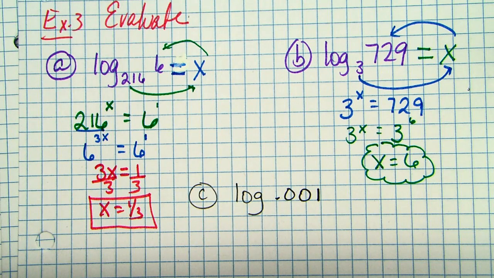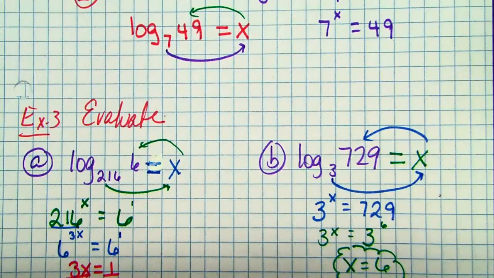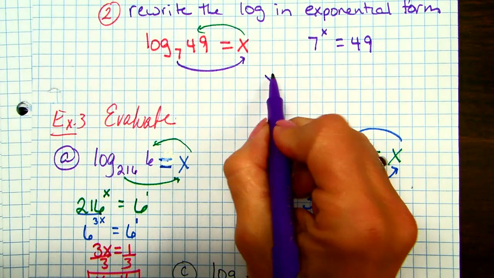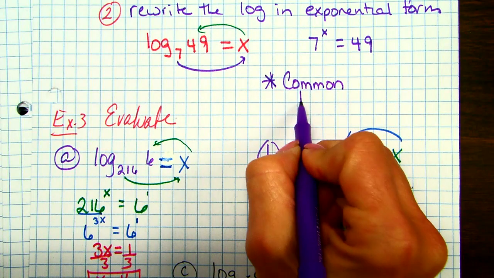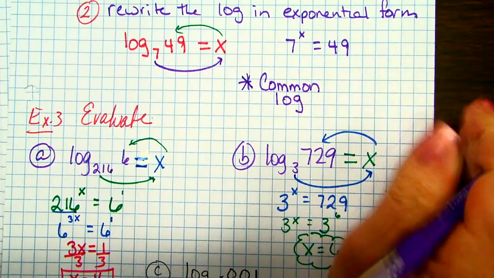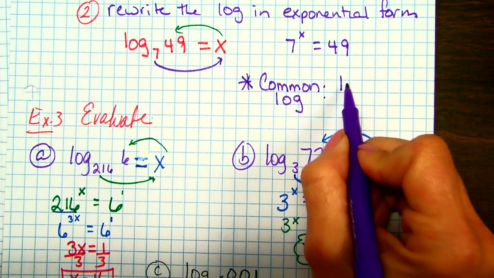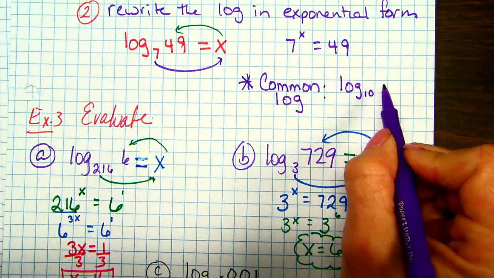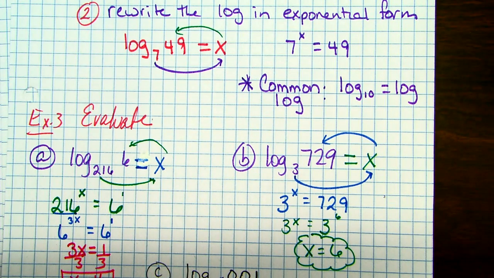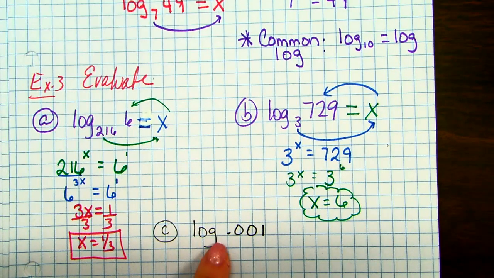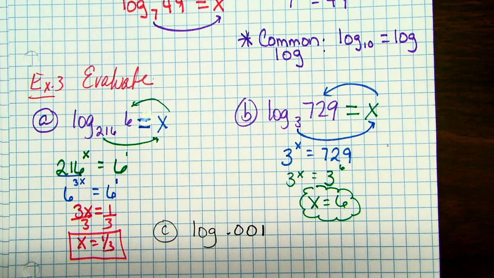Now, something I did not teach you guys yesterday. If you want to put it in your notes, maybe I should have written it up here. There's something in logs called a common log. And what it is, log base 10 is just written as log. We don't put the base there. So when you see a log like this, where's that little subscript number? When you don't see one there, it goes automatically to a 10.